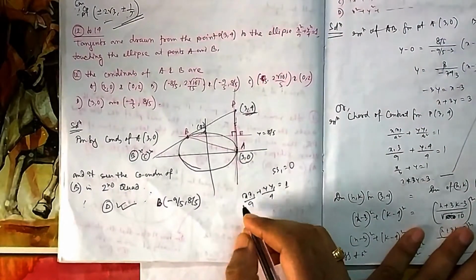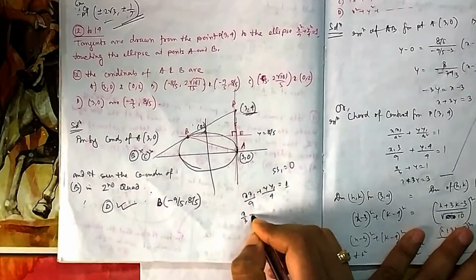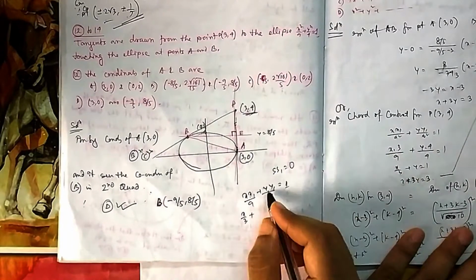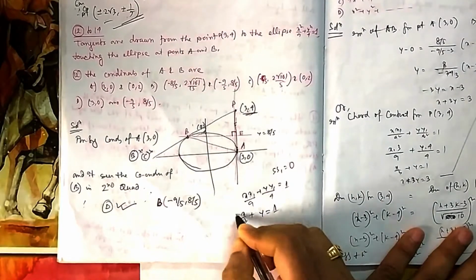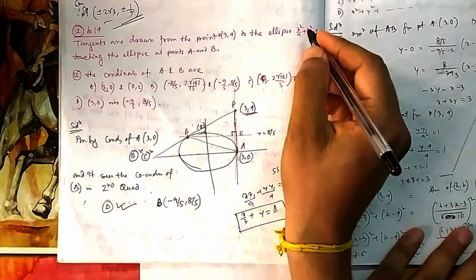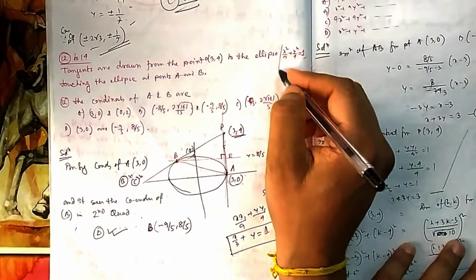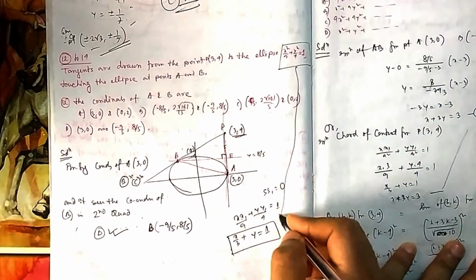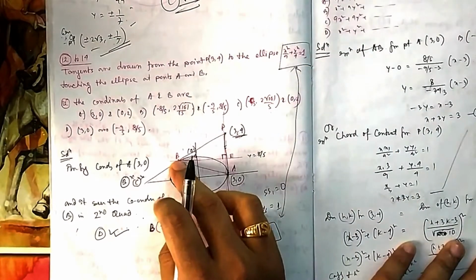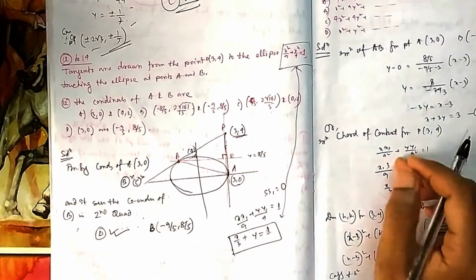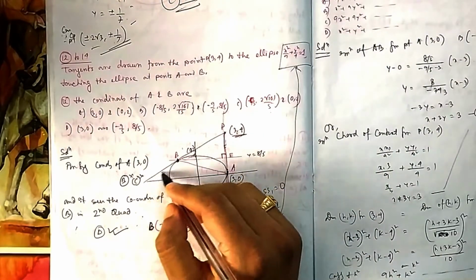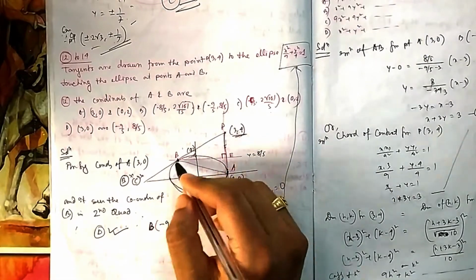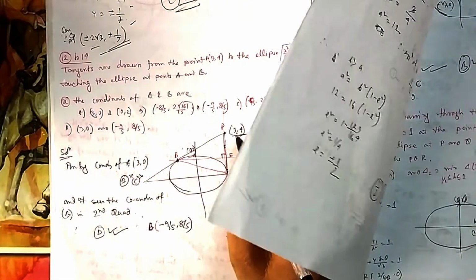It will be x by 3 plus, y1 is 4, so 4 by 4, y is equal to 1. So you solve this equation and the ellipse equation. These two equations you solve, you will find this point from the chord of contact. You can also find it by considering this as theta, the equation of the tangent that should pass through the point 3, 4. From that you can find theta.